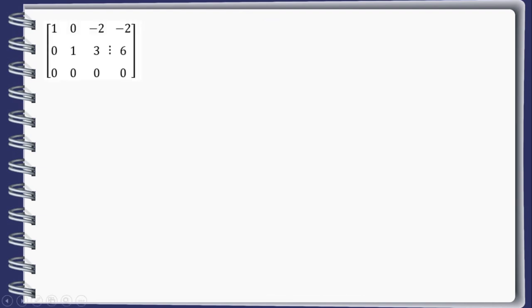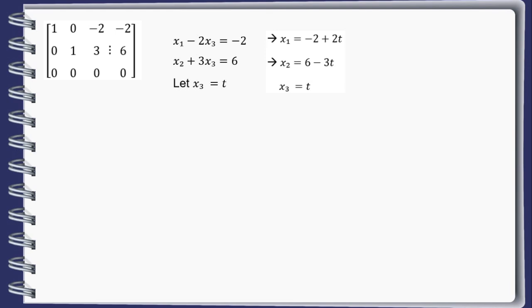Notice that we have leading entries in column 1 and column 2, so x sub 1 and x sub 2 are leading variables. However, column 3 does not have a leading entry, so it would be our free variable. We can let x sub 3 equal the parameter t. So we have x sub 1 minus 2 x sub 3 equals negative 2, and x sub 2 plus 3 x sub 3 equals 6, where we let x sub 3 equal t. Now we get the parametric set of equations describing the solution space.